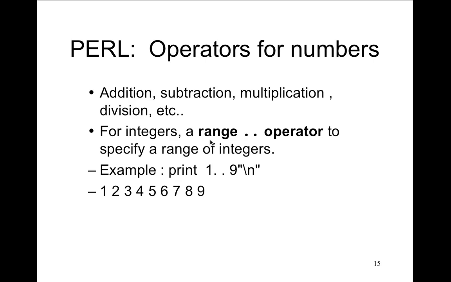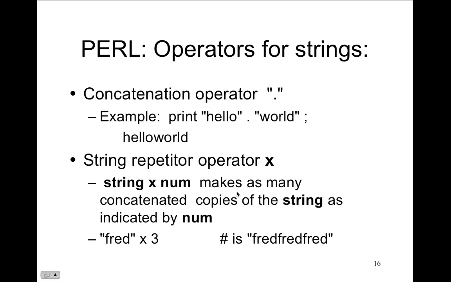So we have operators for numbers. These are the standard old operators: addition, subtraction, multiplication, division. For example, the range dot operator specifies a range of integers. So print 1..9. That's a little different than C. You can't do that in C. We have the range as the dots, which is going to print out 1, 2, 3, 4, 5, 6, 7, 8, 9. So there's a lot of interesting things in the language that make some improvements in terms of on-the-fly scripting.